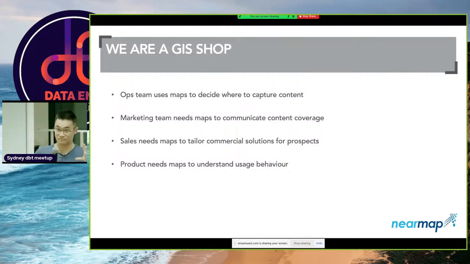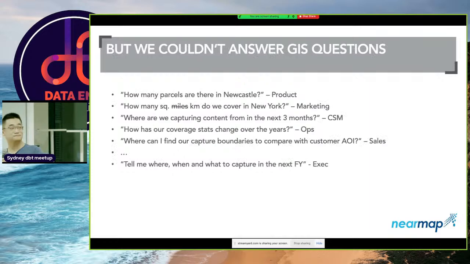We have a map browser, we have an API. People consume our content. We need to know what our customers actually did. Do they just look at the same areas, or is it very sparse? So all those things we actually do at Nearmap, but next slide, please. We actually couldn't answer these questions, at least effectively.